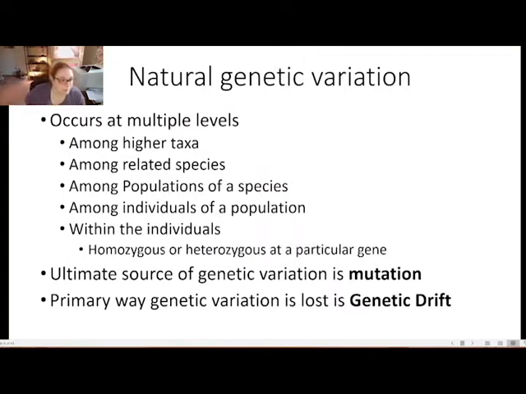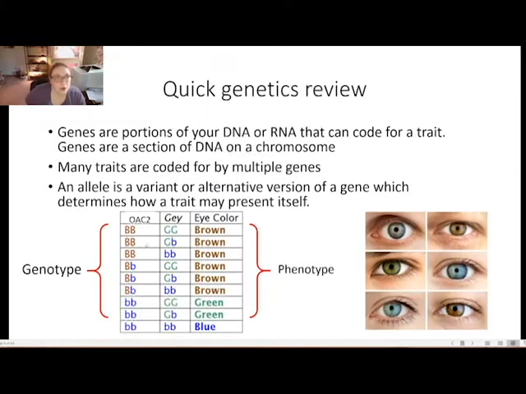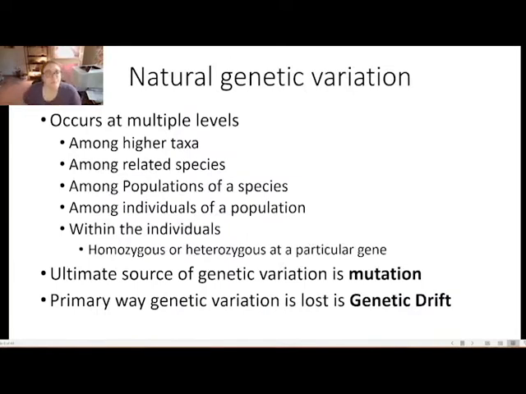So, for example, this individual is homozygous for brown, but this one's homozygous for blue, and this one's homozygous for green. So there's all different possible combinations that you can have here. But the ultimate source of genetic variation is really mutations. They are what cause the majority of genetic variation. And the primary way that genetic variation is lost is through something we call genetic drift. And we're going to define all of this in a second.